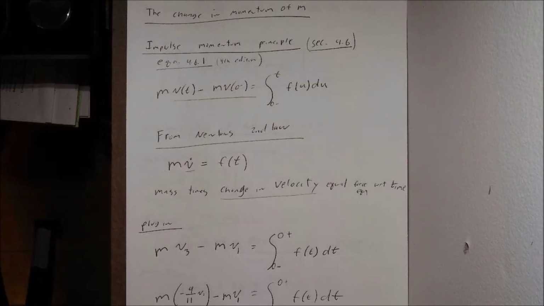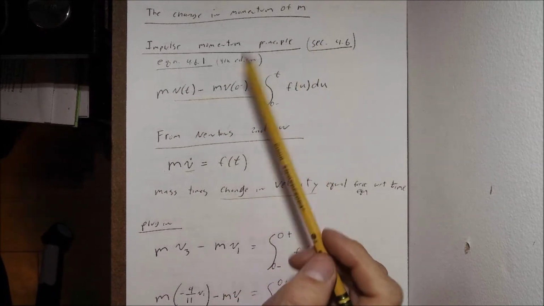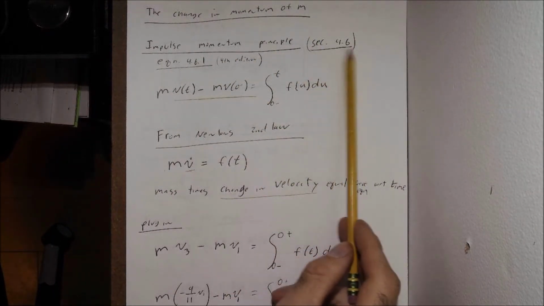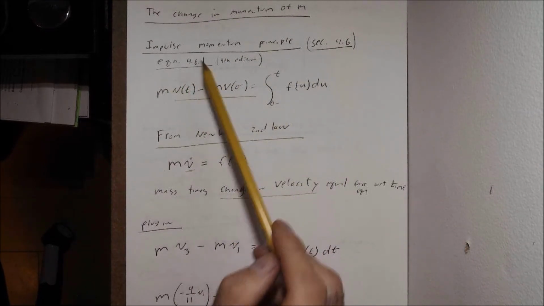So for the next part of our solution, we're going to be looking for the change in the momentum of m, our mass. So we can use our impulse momentum principle, which we can reference back to section 4.6 in our textbook. And if you have the 4th edition, that's equation 4.6.1.